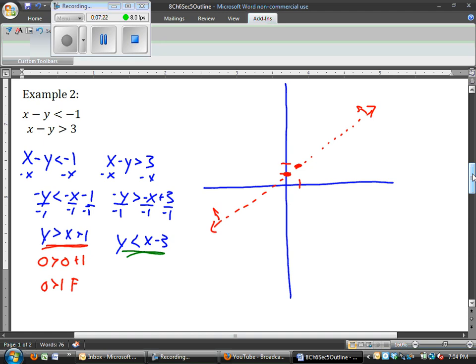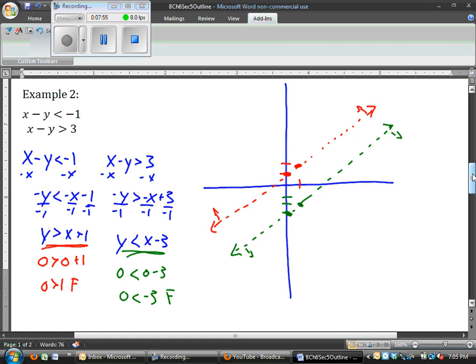If I do the green line, I'm going to go down 3 for my y-intercept. My slope is 1, so up 1 over 1. Color that in. It's a dotted line also. Okay. And we'll plug in 0, 0. 0 is less than 0 minus 3. 0 is less than -3, which again is false. So I'm shading away from 0, shading this way.